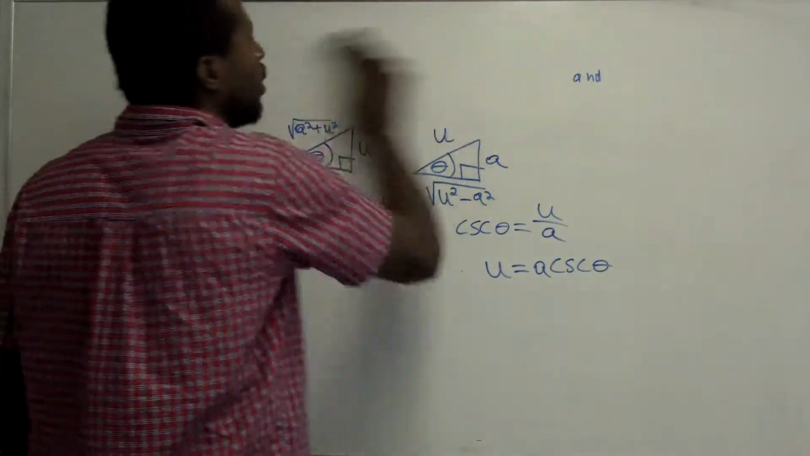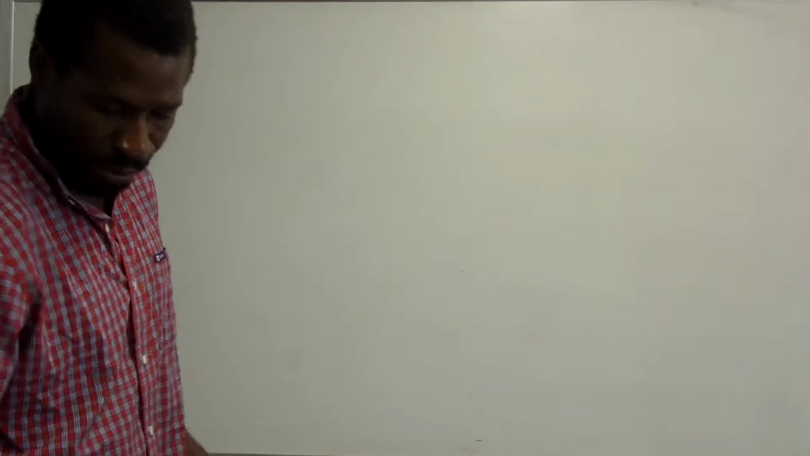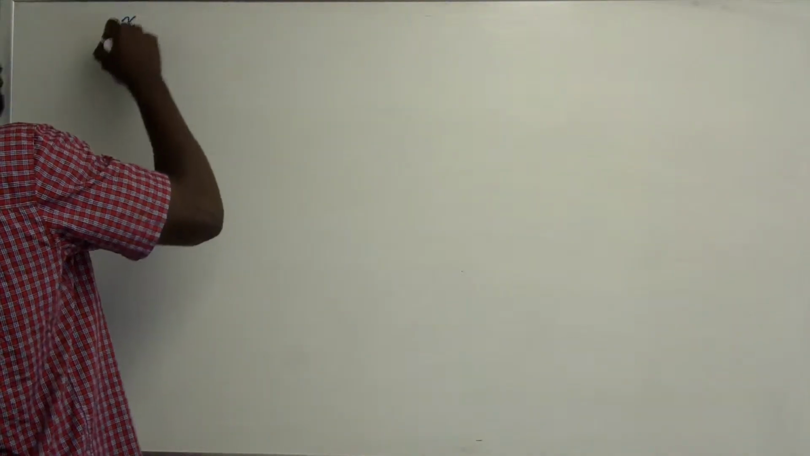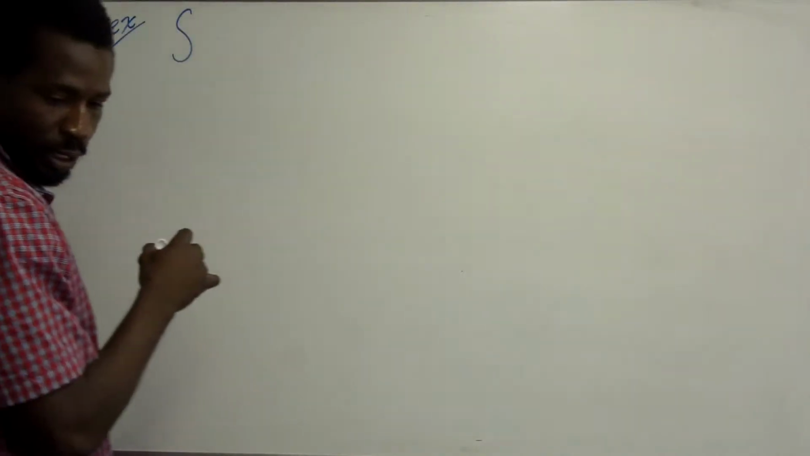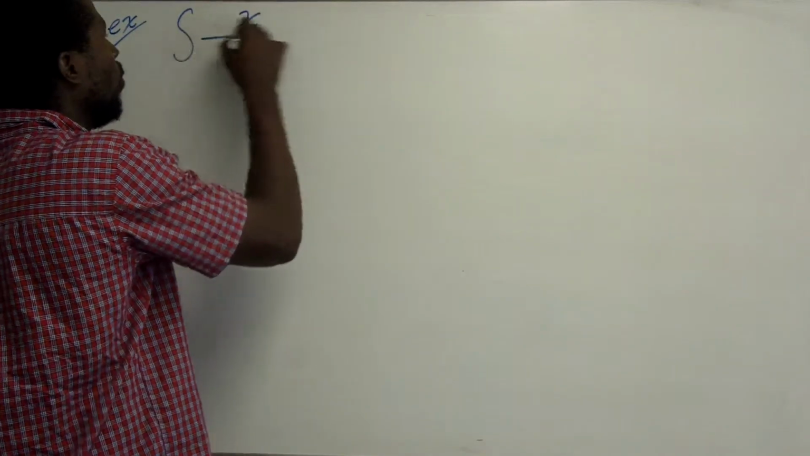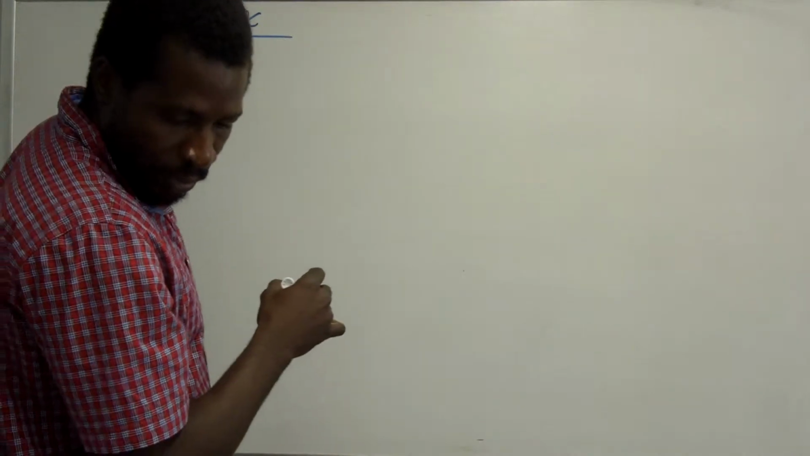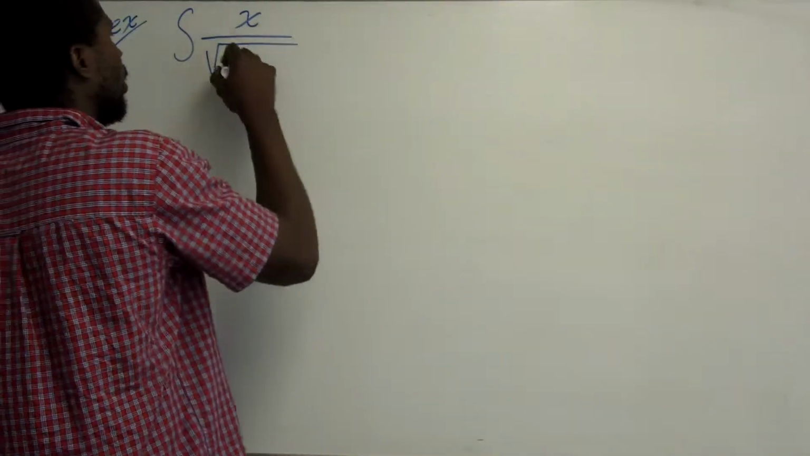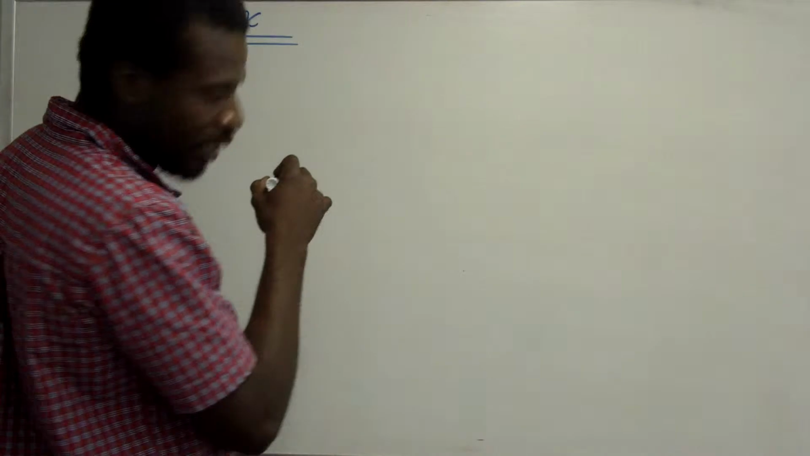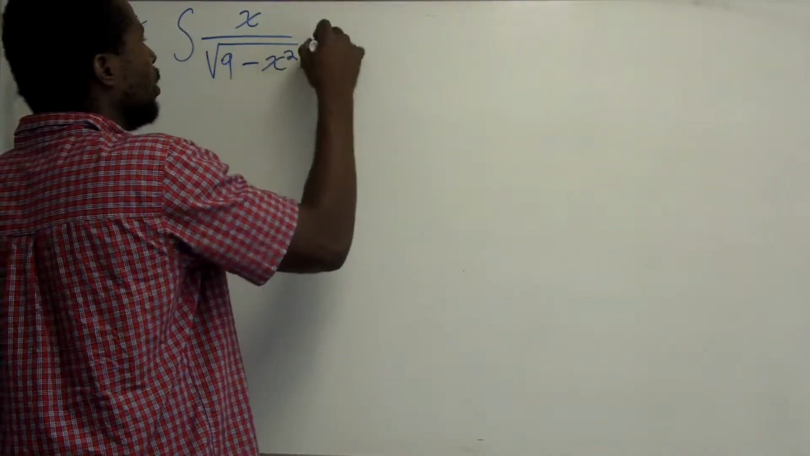So let's take a look at an example here. The example that I want to look at is this one here. Example: the integral of x over the square root of 9 minus x squared dx.